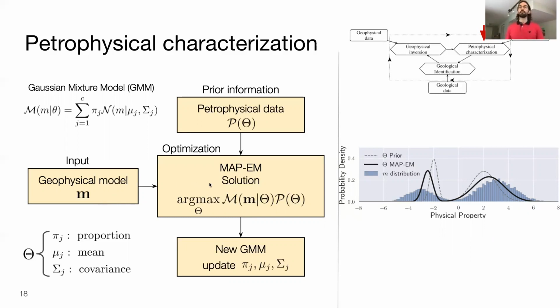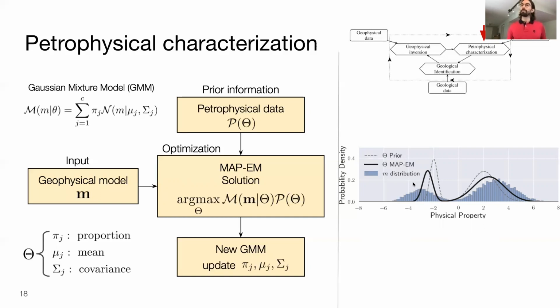So that's done through what I call the MAPM algorithm. What it does basically is that I have my geophysical model m here that has this distribution with the histogram in blue, and my prior distribution of physical properties here is the gray dashed line, for example from labs or borehole measurements.